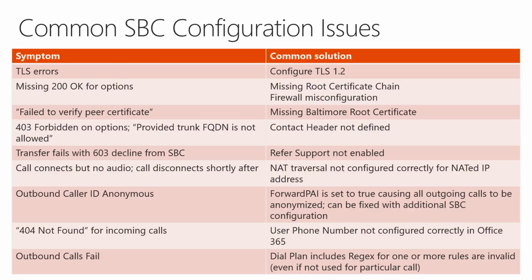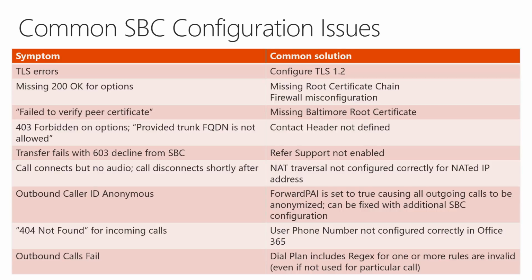In case you see transfer fails with 603 messages declined from the SBC, that usually means the refer support has not been enabled. For cases where calls connect, but you can't hear any audio, and then shortly after the call disconnects, most of the time that indicates a NAT traversal issue. So you have placed your SBC behind the NATed IP, but the SBC needs to be aware of that so that it can send out the correct IP. So please check this configuration and fix it if there are any problems with it.